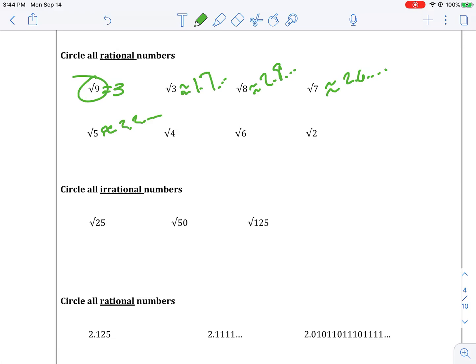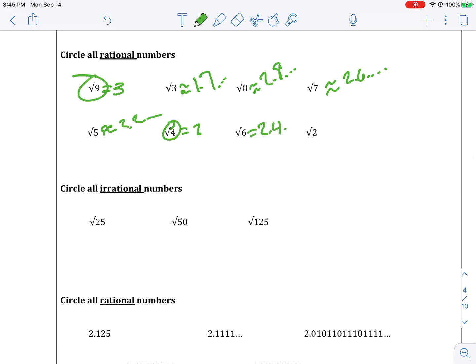That is irrational. Square root of 4 equals 2, which is in fact rational. Square root of 6, you get 2.4494, and so on. That is irrational because it goes on forever and it never repeats. Another number that goes on forever and never repeats is the square root of 2.